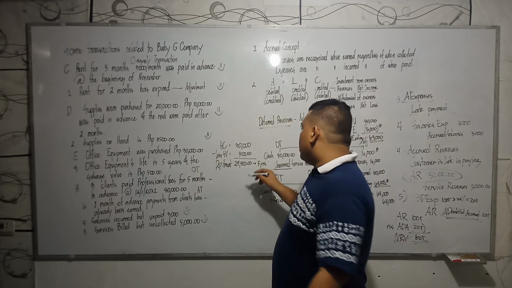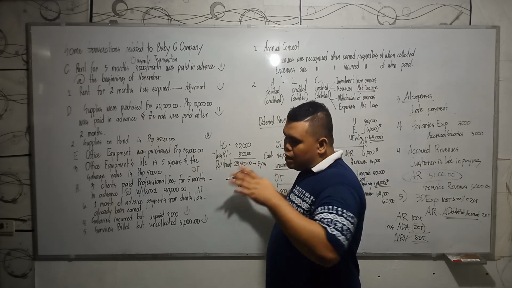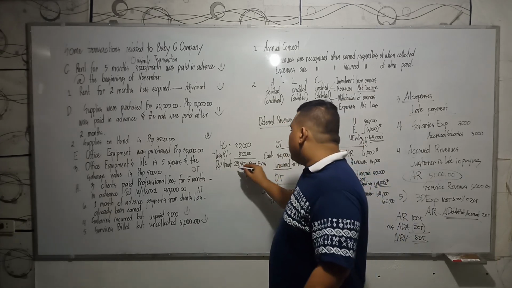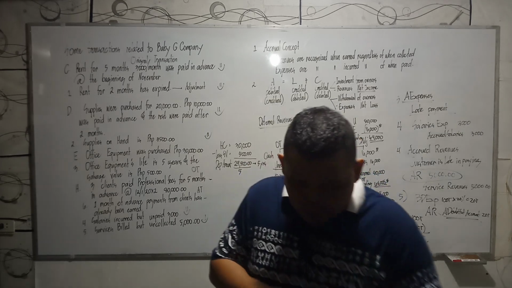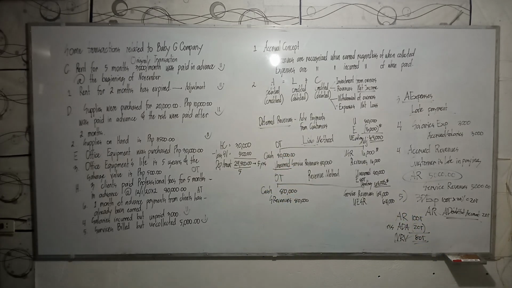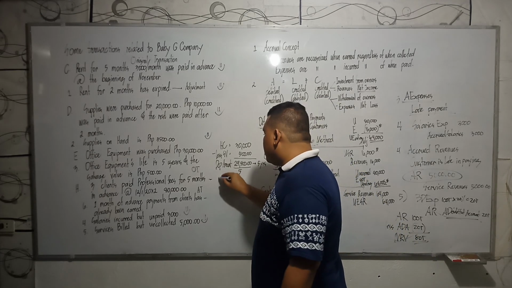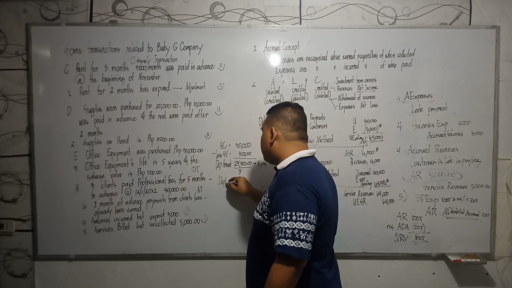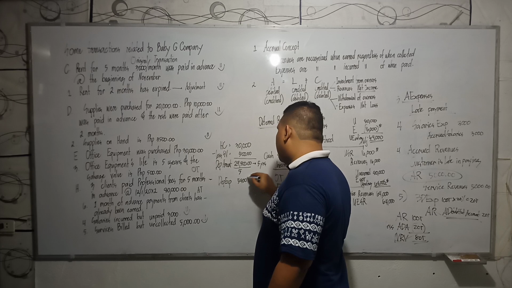Okay? Now, in order to get the depreciation expense, normally it's per year. So 29,500 divided by 5, we have 5,900. So that's the depreciation expense per year, 5,900 per year.